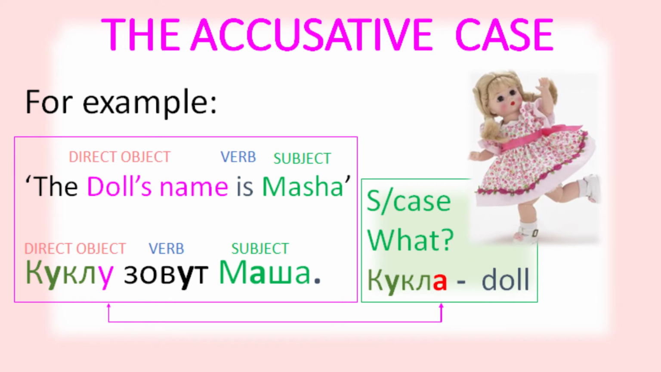For example, the doll's name is Masha. Куклу зовут Маша. Note that in the nominative case, the feminine noun кукла changes the ending А to У: куклу. It's in the accusative case.